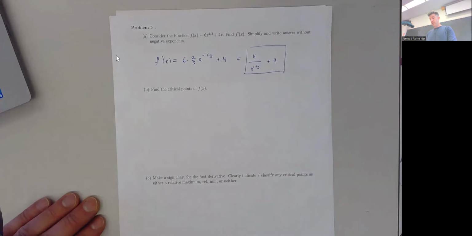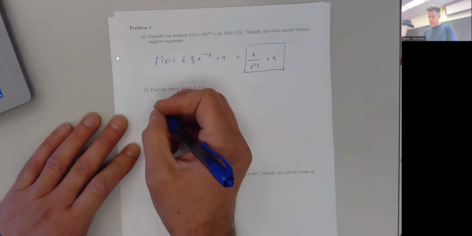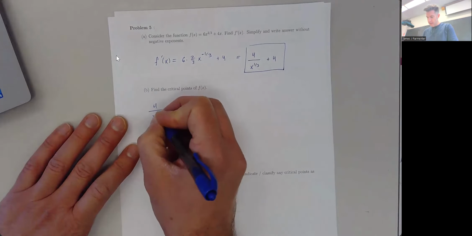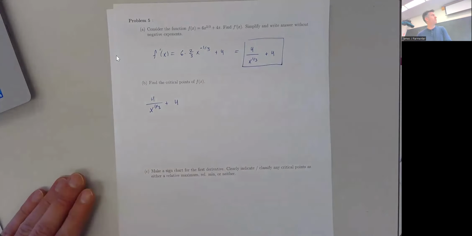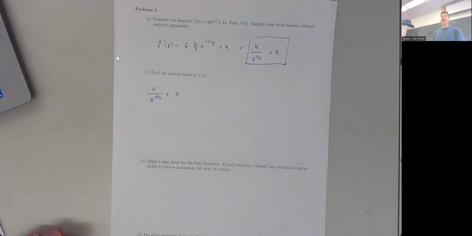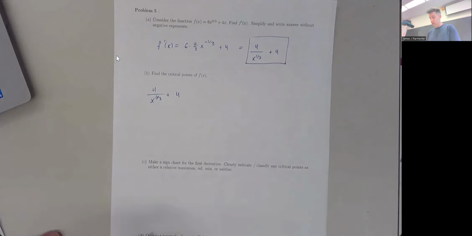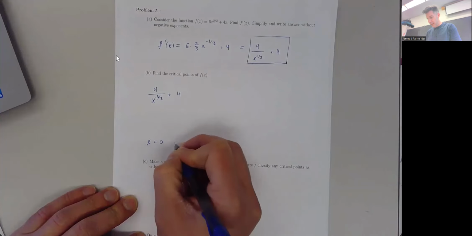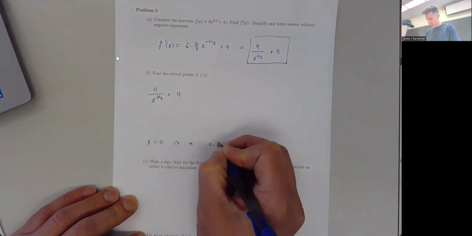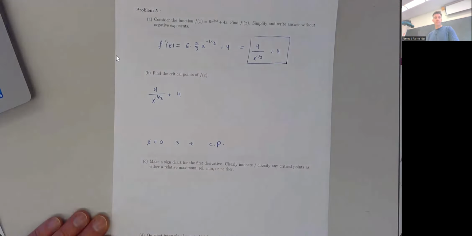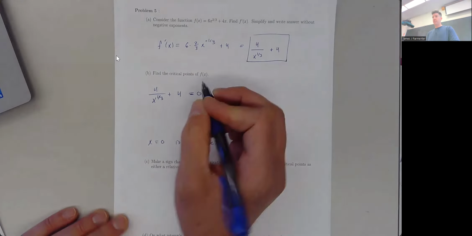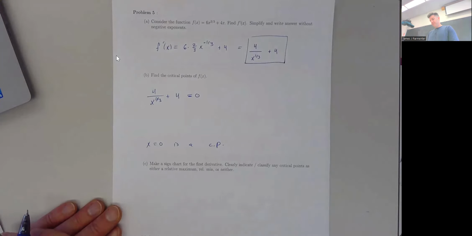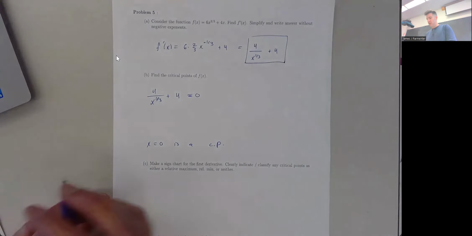Part 2, find the critical points. Okay, this is going to be a little more interesting. I'm going to take this, and before I even set it equal to 0, what value of x makes this undefined? 0. So x equals 0 is a critical value or critical point. Now let's set it equal to 0 and figure out what the other critical points might be.